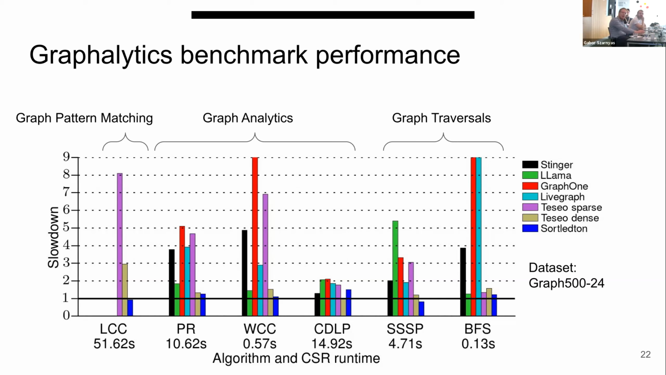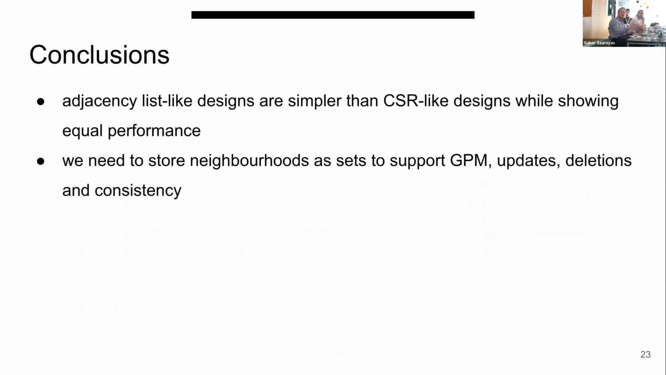With this, I come to my conclusions. There are 2: the adjacency list-like designs are simpler than CSR-like designs, while showing equal performance. And we need to store neighborhoods as sets to support graph pattern matching, updates, deletions, and consistency.